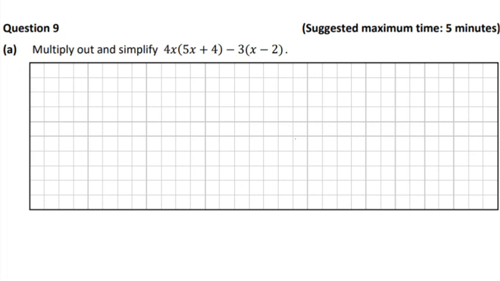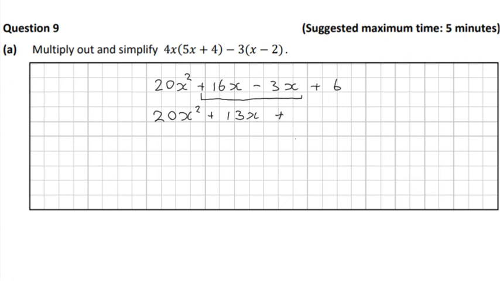So 4x by 5x is 20x squared, 4x by 4 is 16x, minus 3 by x is minus 3x, and minus 3 by minus 2 is plus 6. Now we can combine the like terms and we will get an output of 20x squared plus 13x, the sum of the x terms, and plus 6. So double check your answer to make sure your numbers and signs are correct.